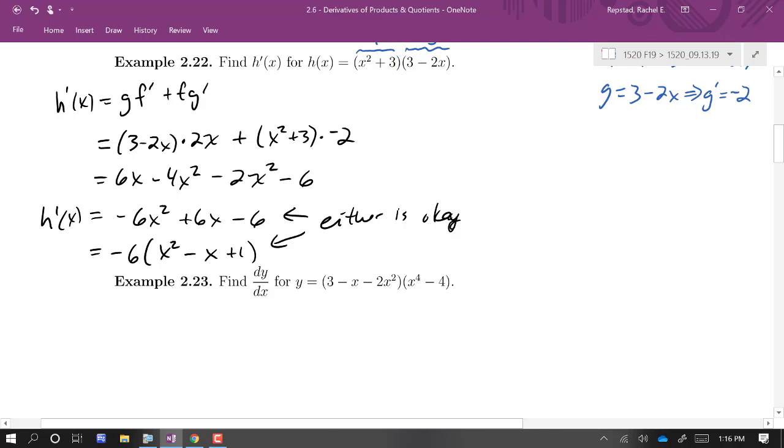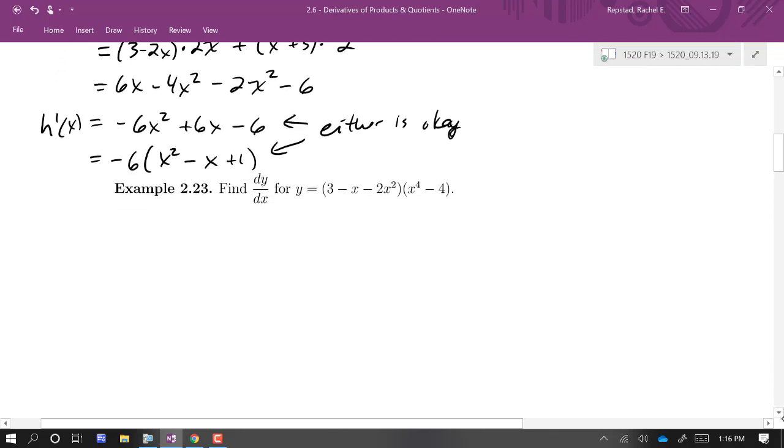All right, so the first step in applying the product rule is recognizing when you're looking at a product, and you need to use the product rule. So our f function, it doesn't matter which one you call f or g, right? Because multiplication is commutative, but I usually just go in order. So let's say f is 3 minus x minus 2x squared. What is f prime?